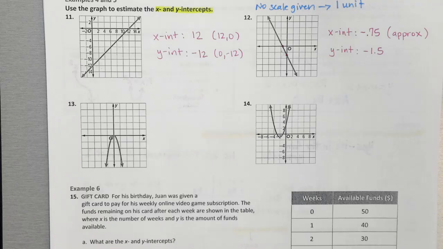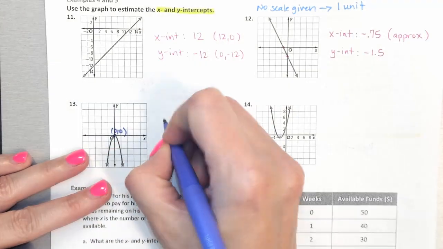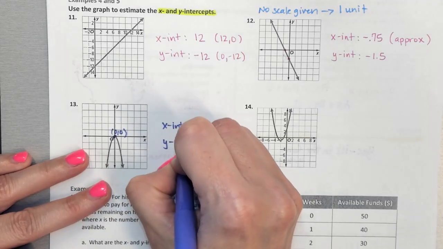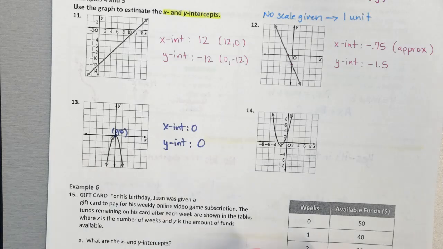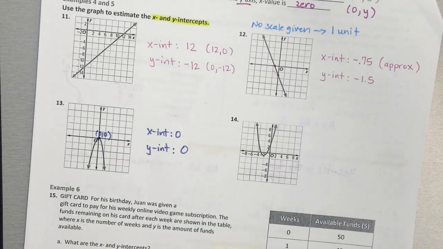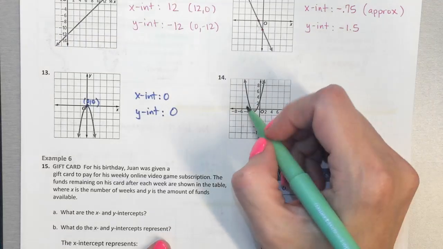Okay, 13 is special because a point on that graph is (0, 0). So if your point is (0, 0) here, that means your x-intercept is 0 and the y-intercept is 0, which I can see many of you put. That's great. It is common to have more than one x-intercept when you have a nonlinear function, specifically a quadratic function.